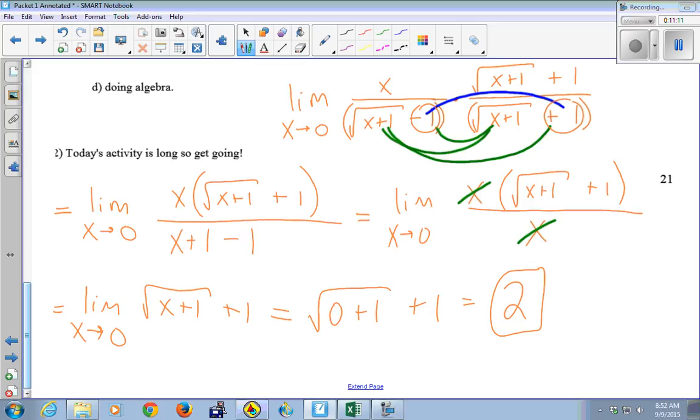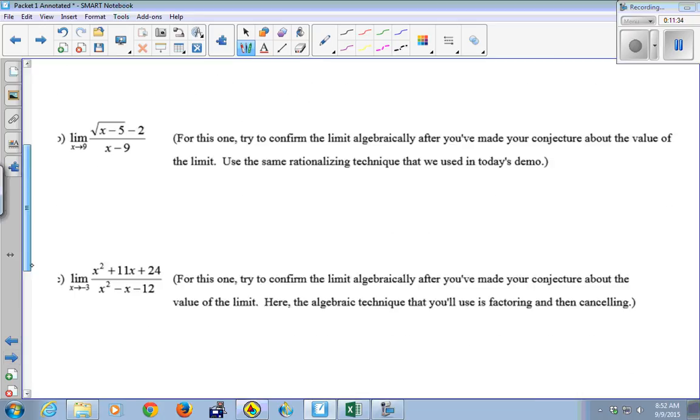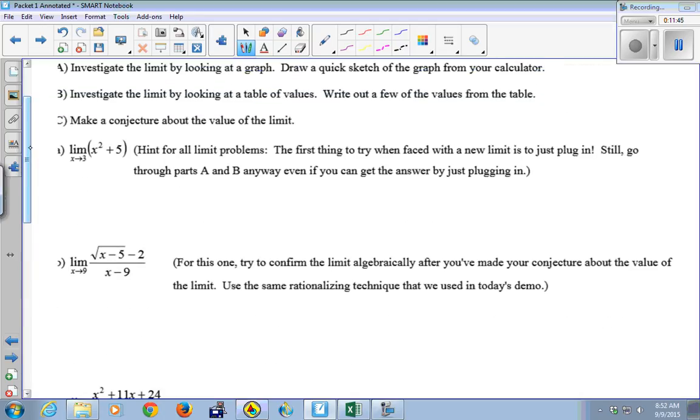If we look at the activities, for each limit, you're supposed to look at a graph, right? Draw a quick sketch and try to figure out what the limit is graphically. Then numerically, using a table of values, make a conjecture about the limit, and then try to confirm algebraically, but not for every single one. For the last two, I told you don't bother confirming algebraically. We don't have algebraic techniques yet to help us do those. But the first three you can confirm algebraically. All right, so we've got lots of activities today. So let's get started.